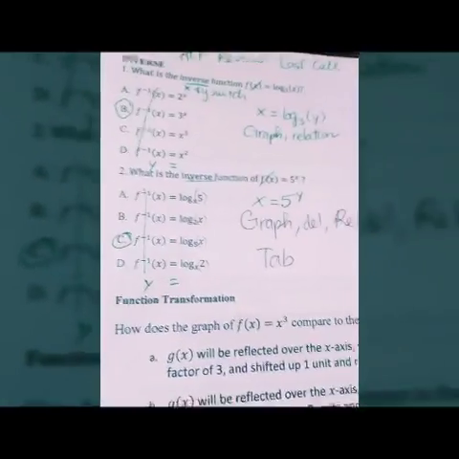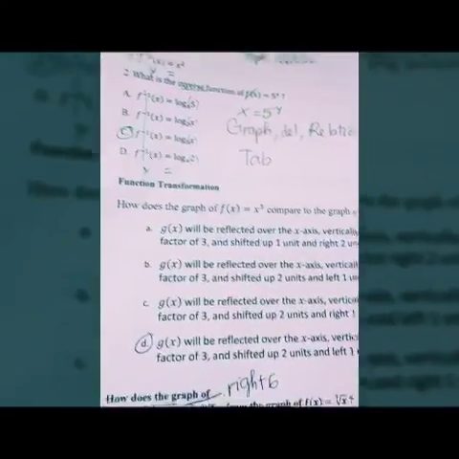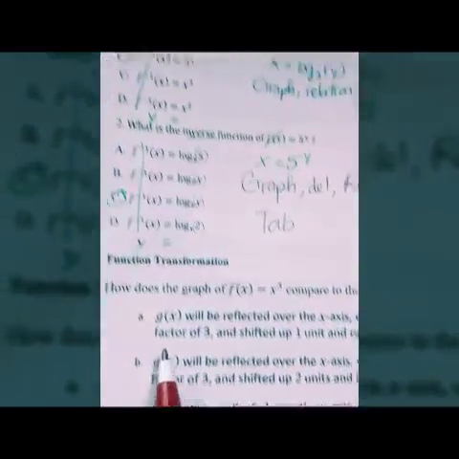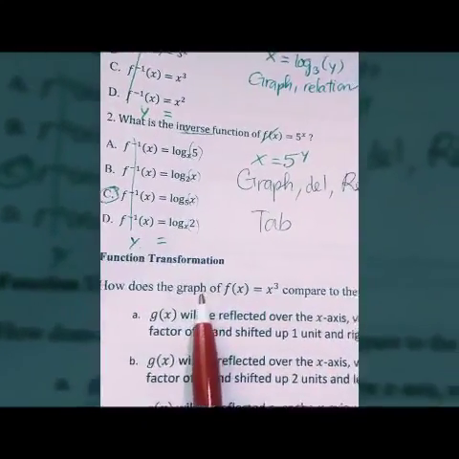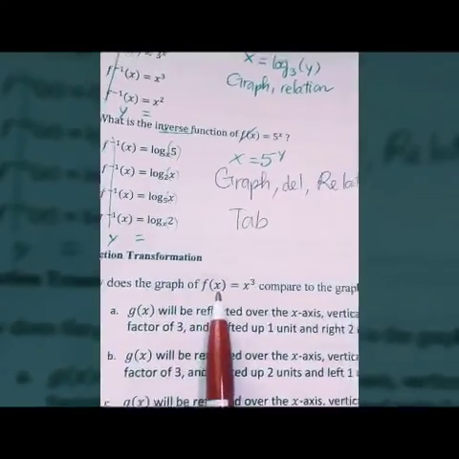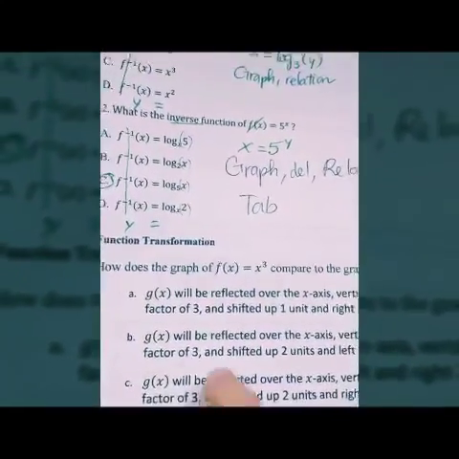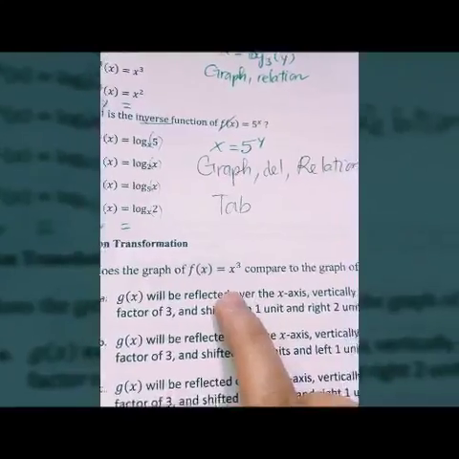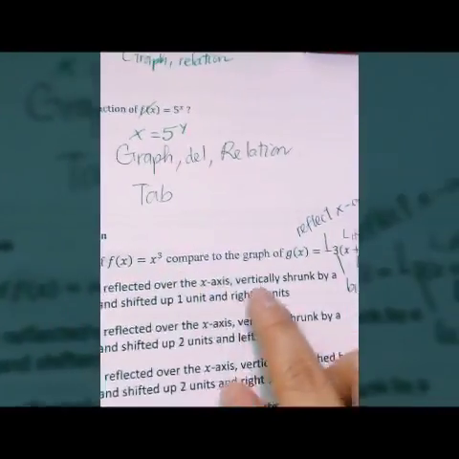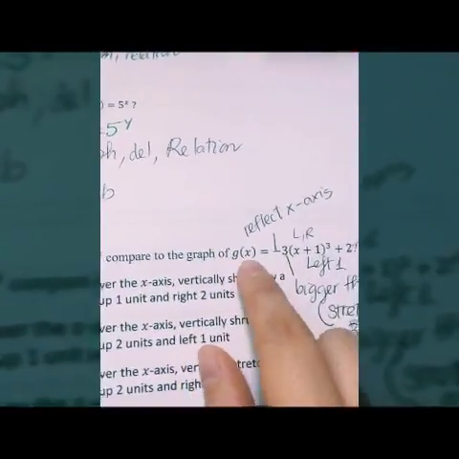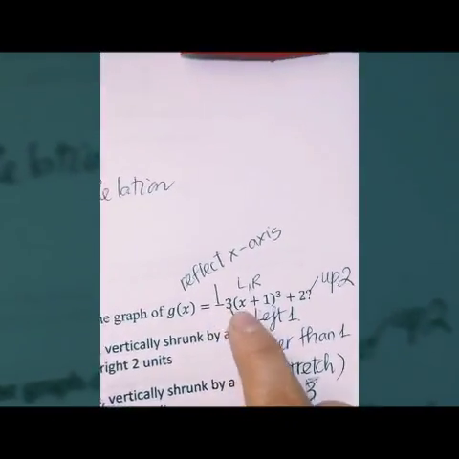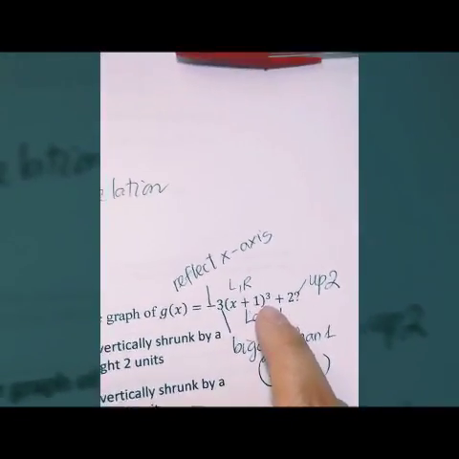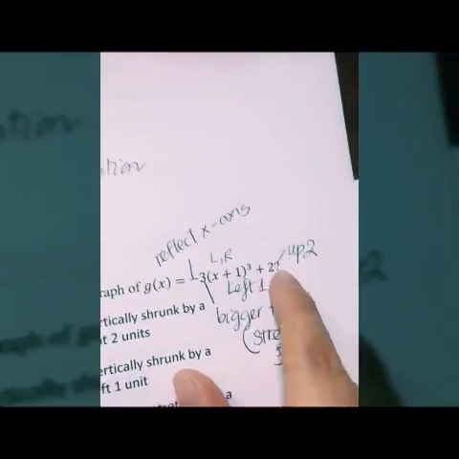Okay, next we have the function transformation. First let's go ahead and read. They're just asking you what's the difference between the graphs. That's it. Okay, how does the graph of f of x equals x to the power of 3 compare to the graph of g of x equals negative 3 parenthesis x plus 1 to the power of 3 plus 2?